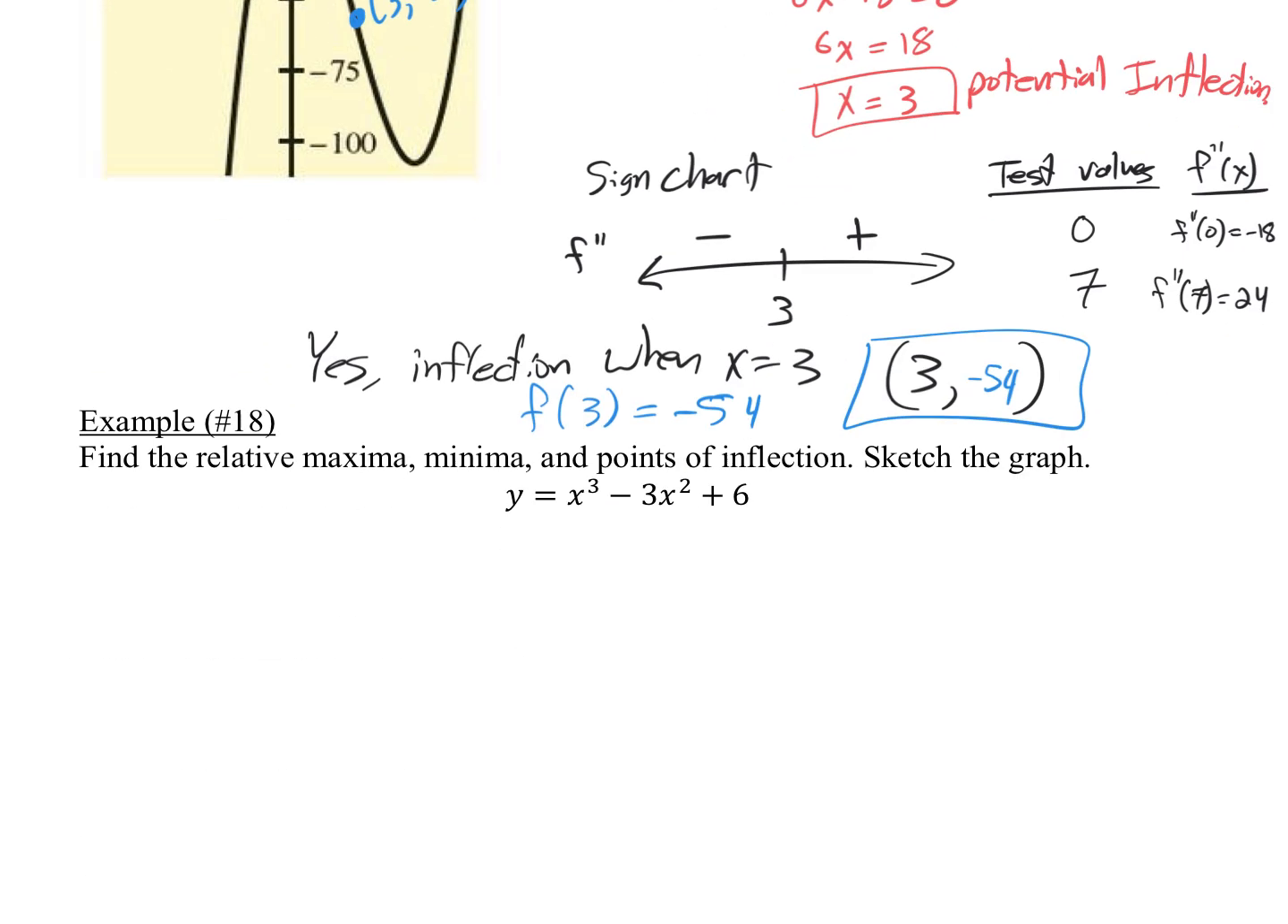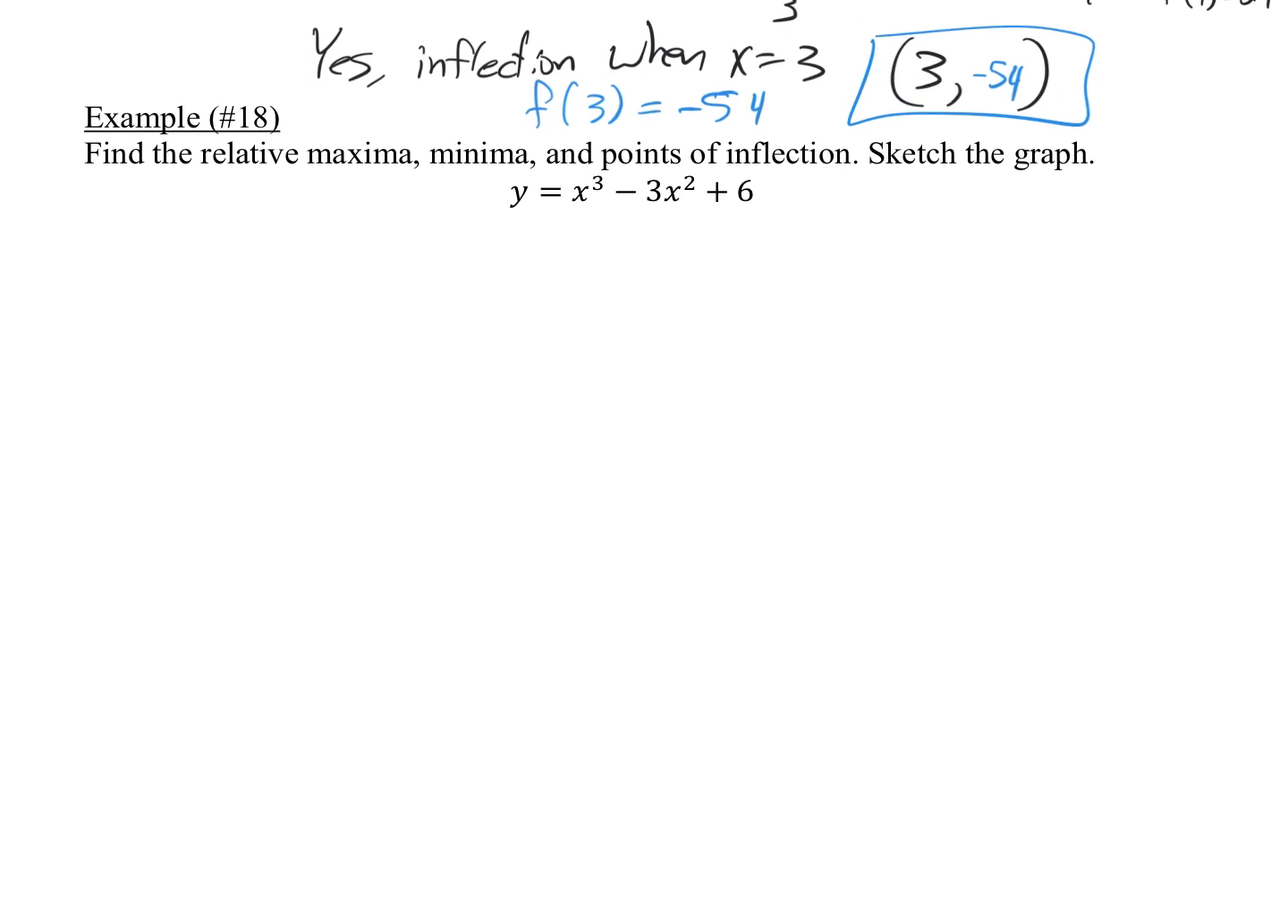All right, let's look at another type of question. We would like to find the relative minima, maxima, and points of inflection of the following graph, and then we're going to sketch the graph afterwards. So if you are asked about minimums, maximums, points of inflection, this is basically asking you for everything you could say about the graph.